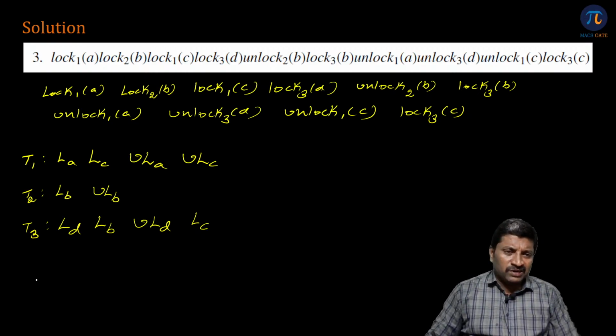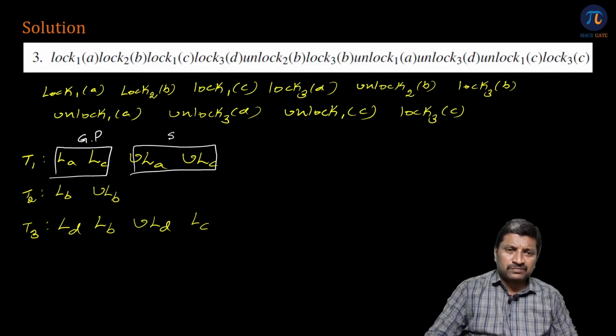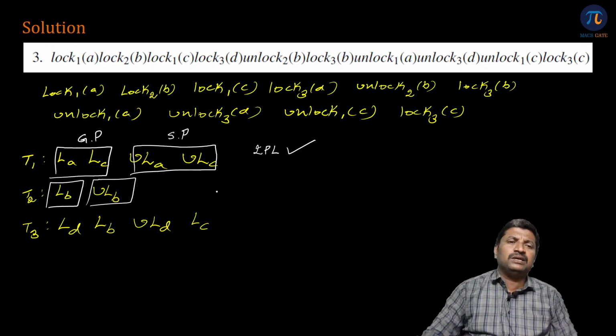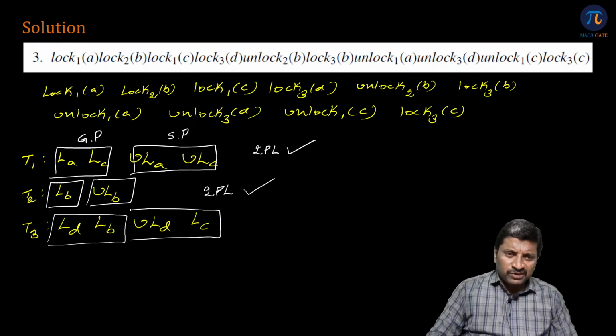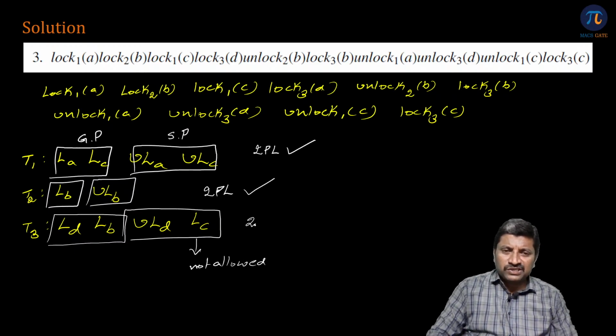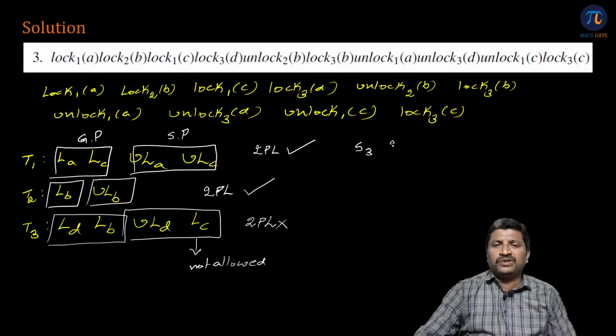Fine. Now let us verify. This one, fine. Locks followed by unlocks. So this is 2PL. I have only one lock, that is growing phase. I have only one unlock, it is shrinking phase. This is also no issue. What about here, sir? Locks, you have done it. Then what about here, sir? Once you start unlocking, this is not allowed. So transaction 3 is not following this. So schedule 3 has failed 2PL.